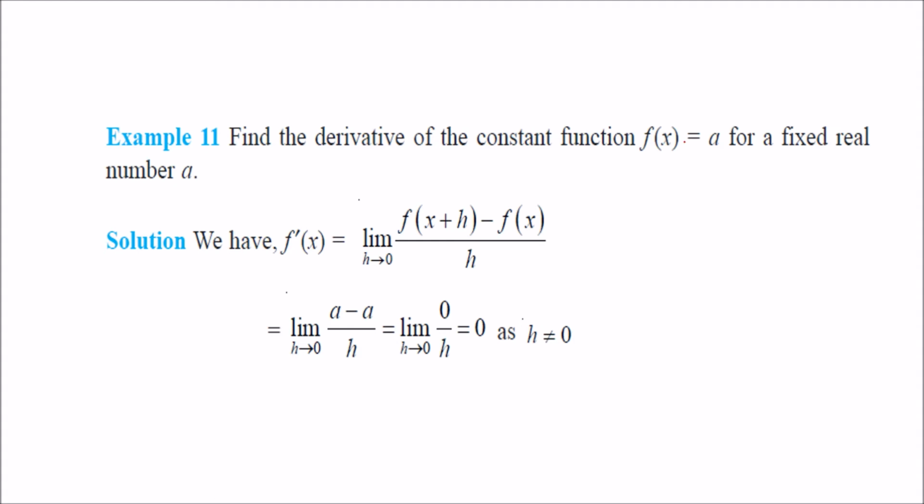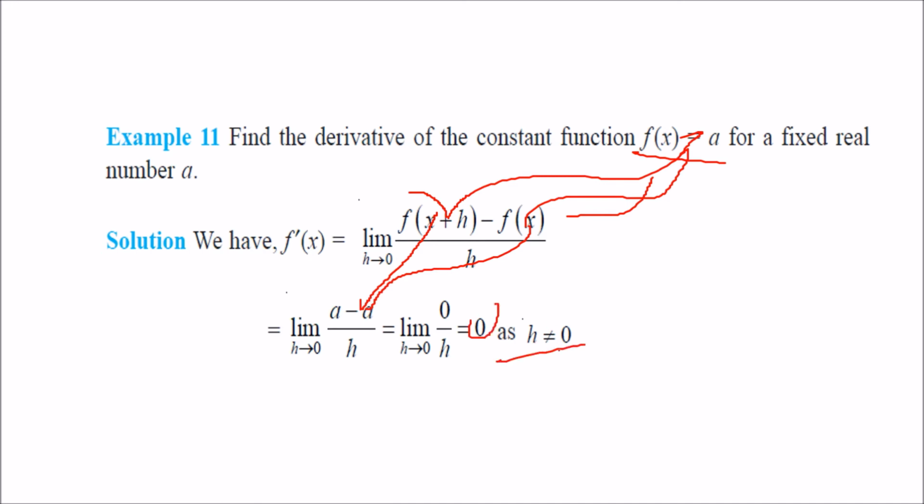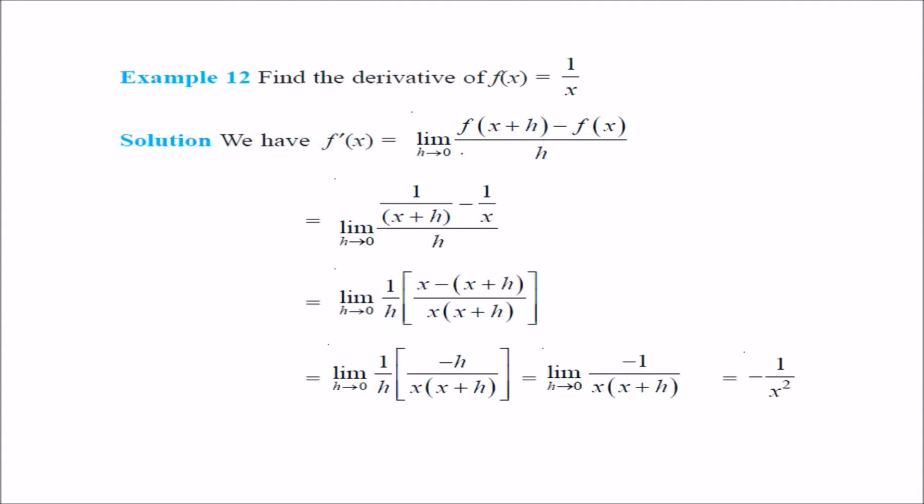Now derivative of a constant function f(x) equal to a, it's quite simple. f(x + h) you put, it will be a. f(x) you put, it will be equal to a. So a minus a is 0. 0 by h is 0. h should not be equal to 0. And you will say that h is tending to 0. So how can you say h is not 0? Because h is not 0. h is tending to 0. That is why limit says that this is true. Otherwise it would be 0 by 0.